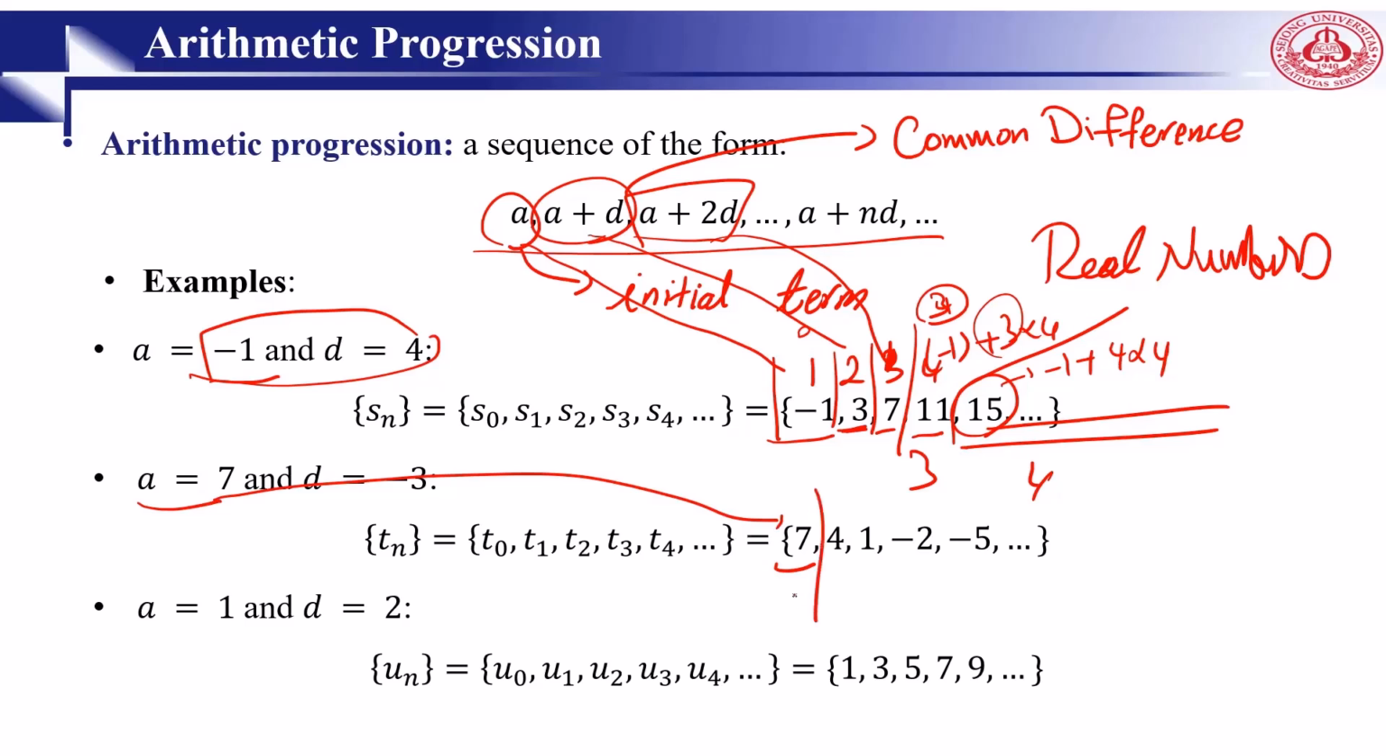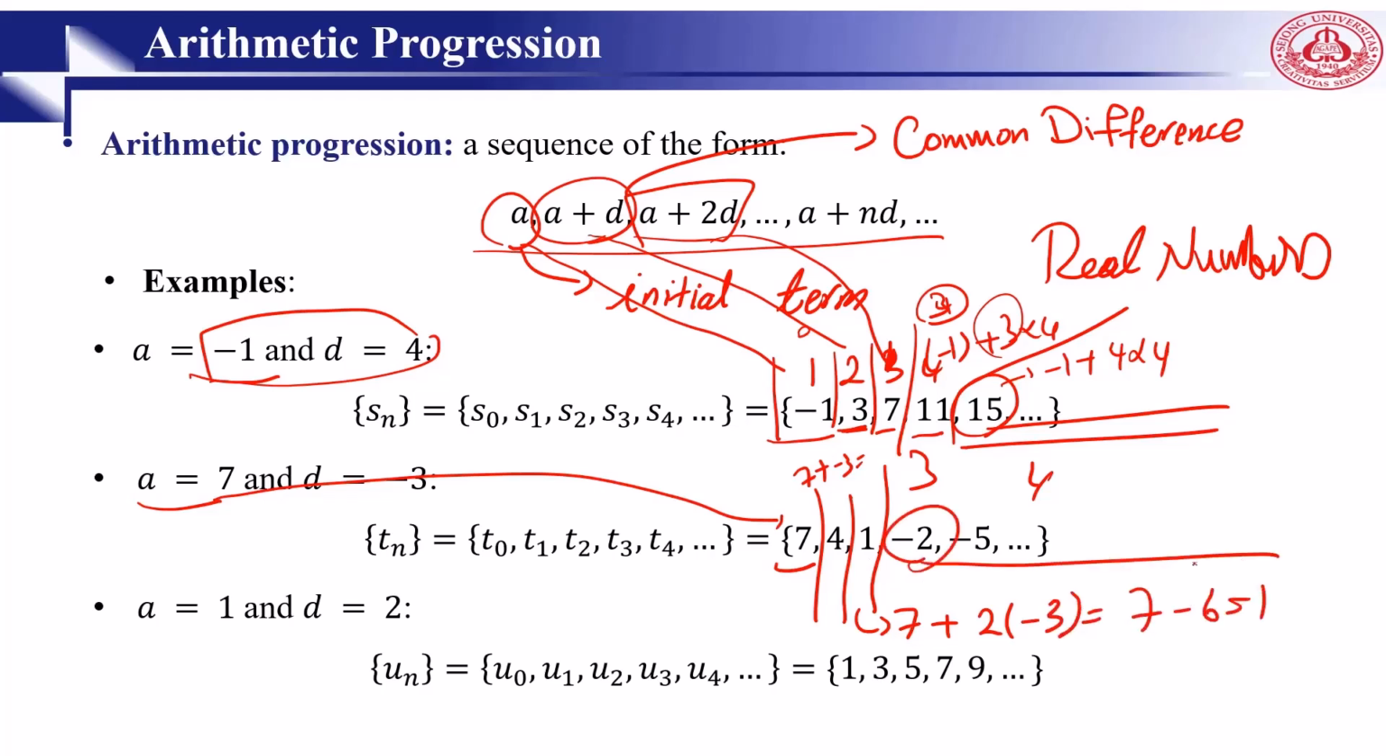The next one is a plus d. A plus d means 7 plus minus 3, which is 4. The next one is a plus 2d. A is 7 plus 2 multiplied by minus 3, right? It will be 7 minus 6, which is 1. And in this way, we continue. 7 plus 4 multiplied by minus 3 will be minus 2. And in this way, we find the rest.